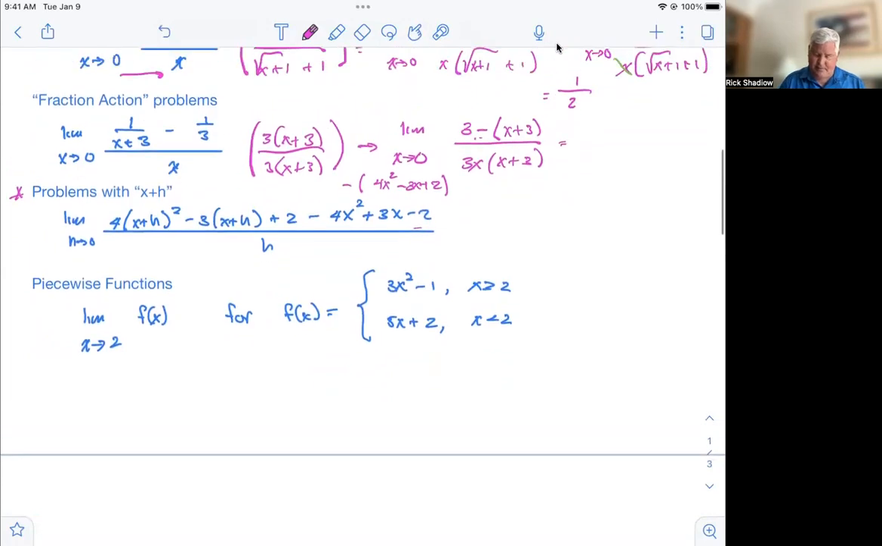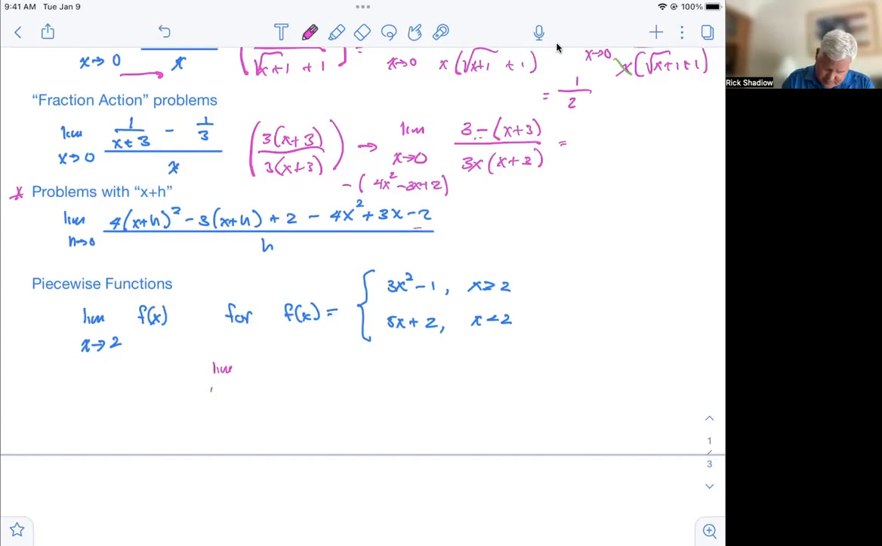And then the last thing that we might see would be piecewise functions. We want the limit of f of x as x goes to 2, where f is this piecewise function. When x is greater than or equal to 2, it's 3x squared minus 1. And when x is less than 2, f of x is 5x plus 2. So I want to find the limit of this function. We know the limit only exists if the left-hand limit is equal to the right-hand limit.